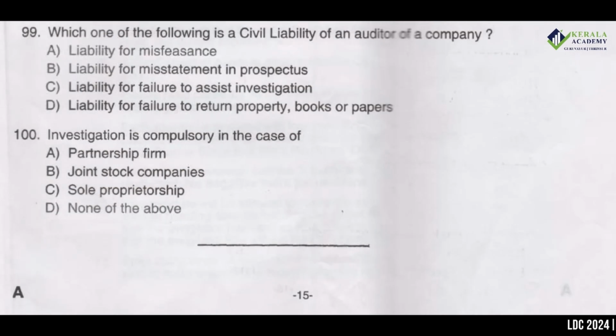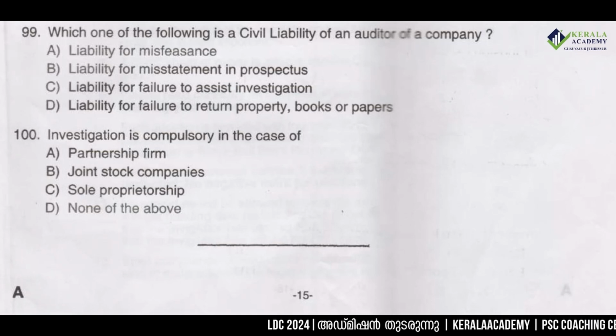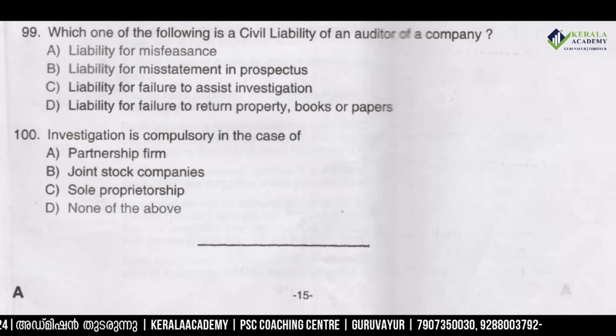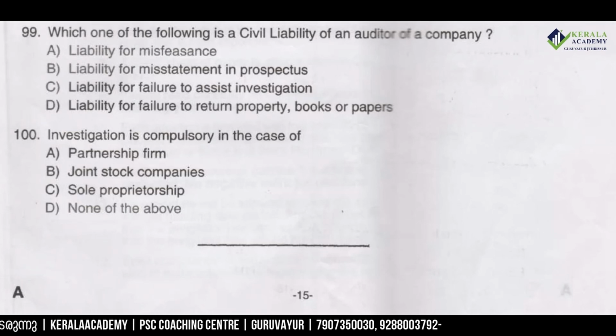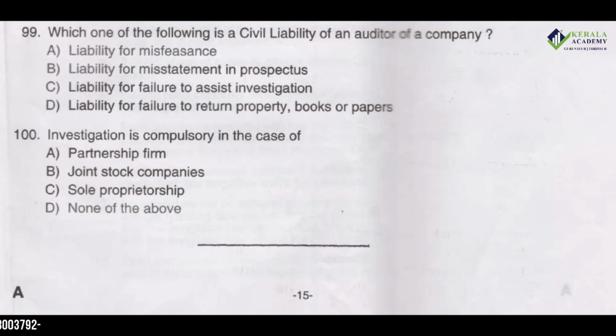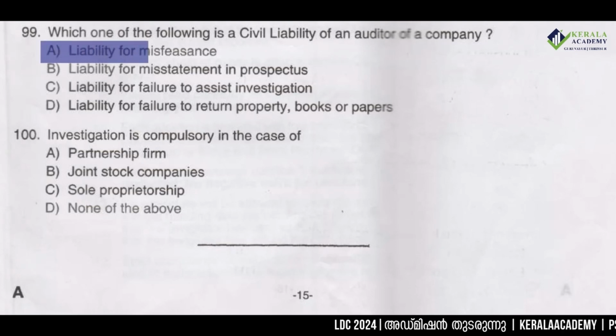Which one of the following is a civil liability of an auditor of a company? Liability for misfeasance, liability for misstatement in prospectus, liability for failure to assist investigation, liability for failure to return property books or papers. Correct answer option A, liability for misfeasance.